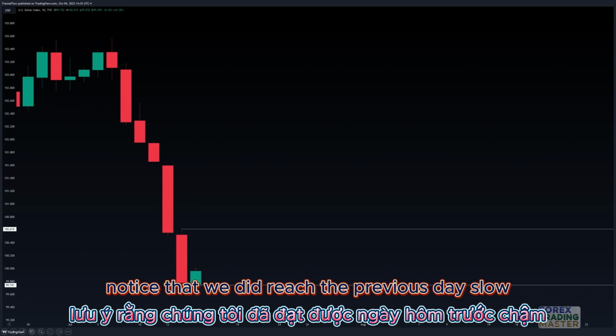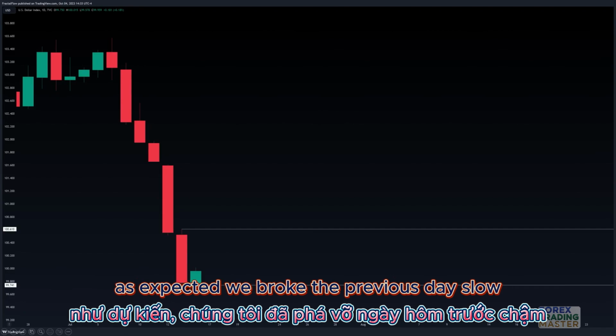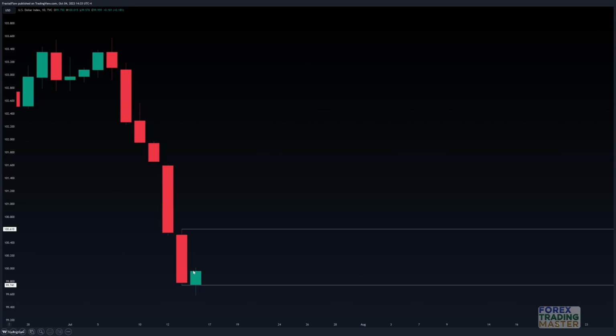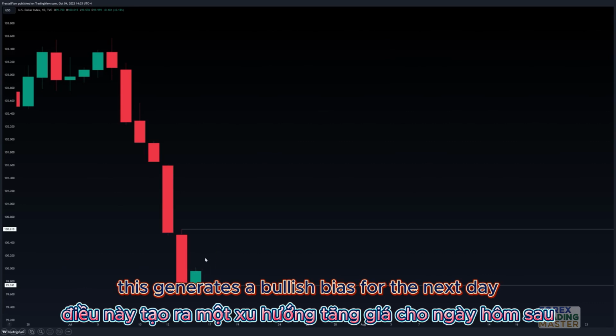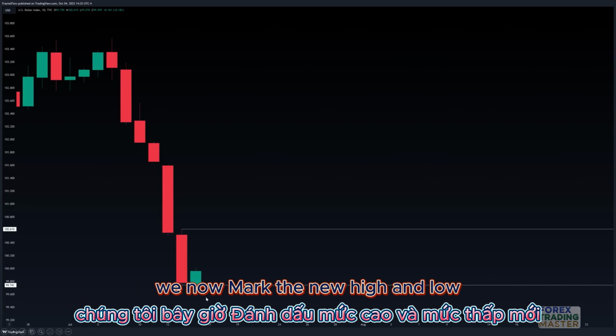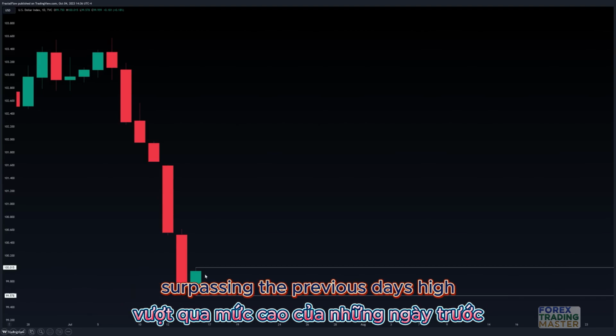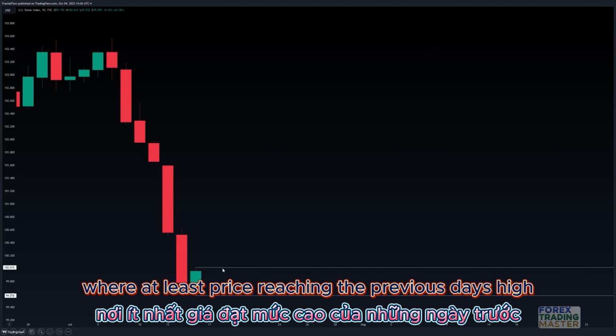Notice that we did reach the previous day's low. As expected, we broke the previous day's low, but we closed back up into the range. This generates a bullish bias for the next day. We now mark the new high and low. In other words, we should see a bullish candle surpassing the previous day's high, or at least price reaching the previous day's high.